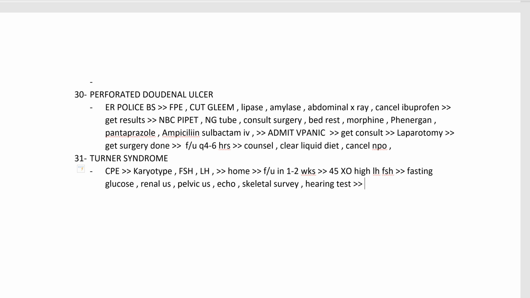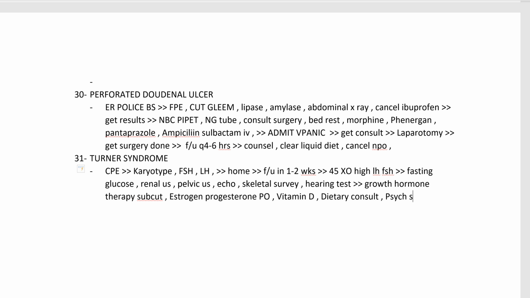And then there is something important that I want to do. I want to give growth hormone therapy, subcutaneous, continuous. And then you want to give estrogen, progesterone, PO, continuous. Then you want to give vitamin D. Then you want to do a dietary consult, consult psych, and then do counseling. That's in the second visit. Then you send home. Do follow up in 1 to 2 weeks. And that's it. Your job is done.